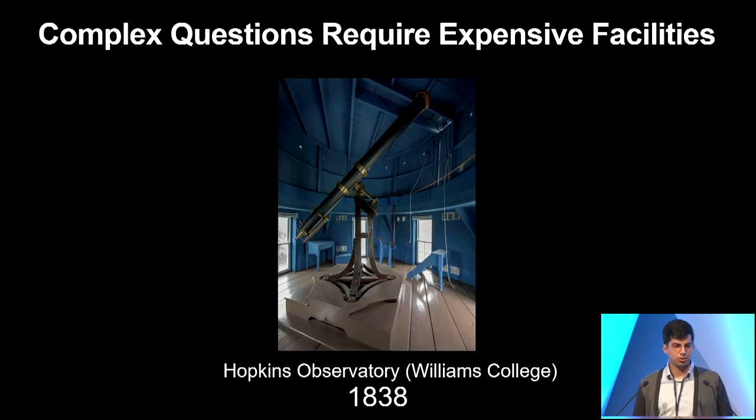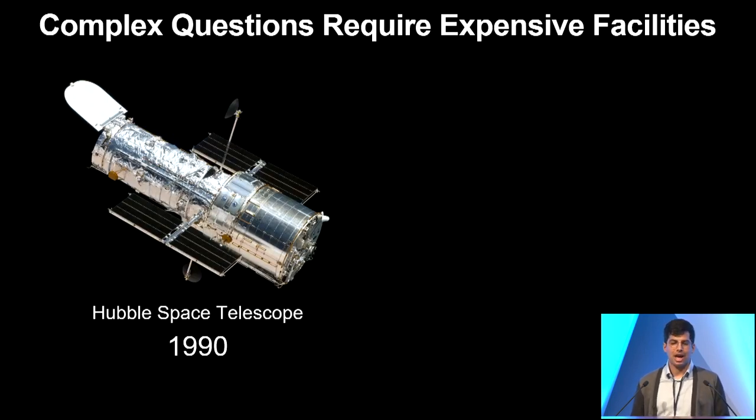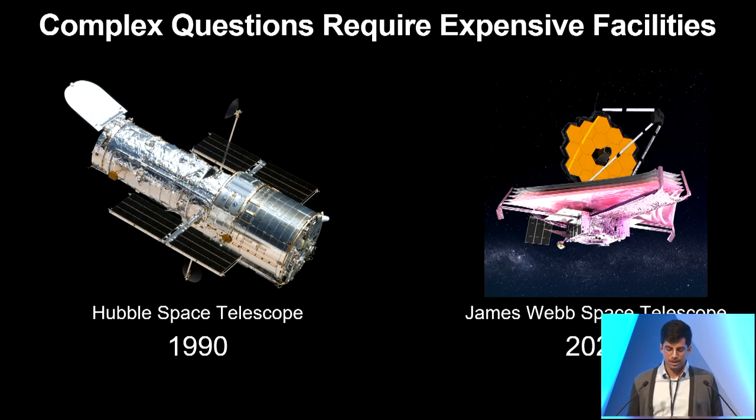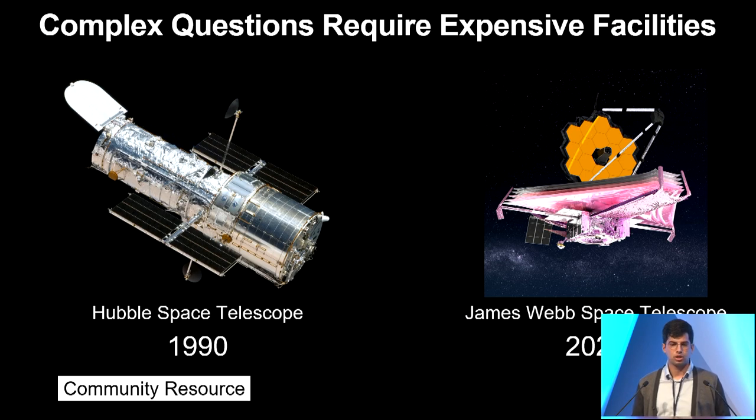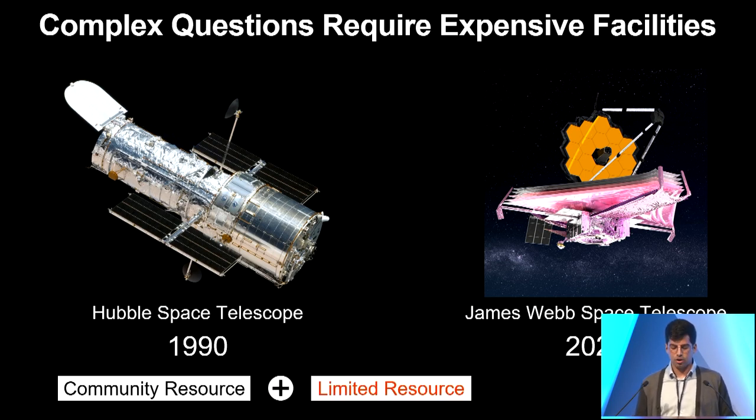Early on in astrophysics, a majority of telescopes were built by individual research groups for their specific research questions, such as the Hopkins Observatory. But as these questions became more complex, the community came together with large organizations such as NASA to build the Hubble Space Telescope, and then more recently, the James Webb Space Telescope, observing further than we ever have before. These are community resources that must be shared amongst all astrophysicists, all researchers in this field, to perform their experiments. And they are also limited resources. They can only observe one astronomer's targets at a time, and they need specific conditions to be ideally used.